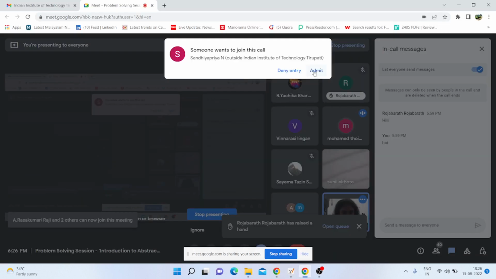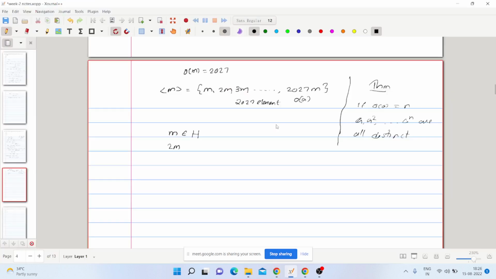H is a subgroup, so naturally 2M is a member of H. 2M belongs to H, right? In the same way, all these elements up to 2027M belong to H. Is this clear? Okay. So all the 2027 elements belong to H, and all these elements are distinct by this theorem.